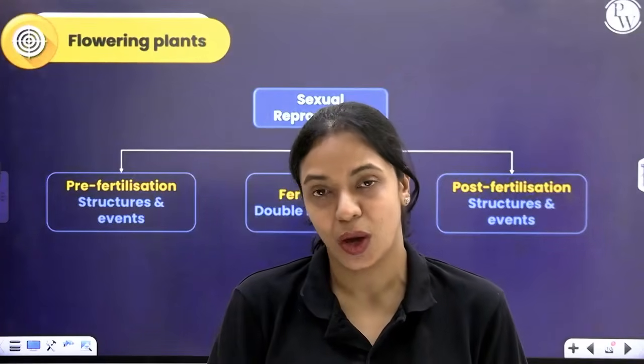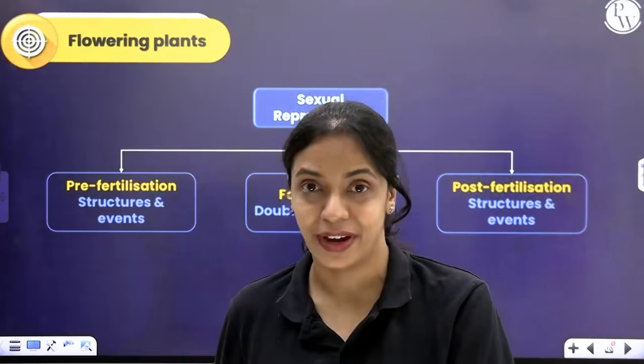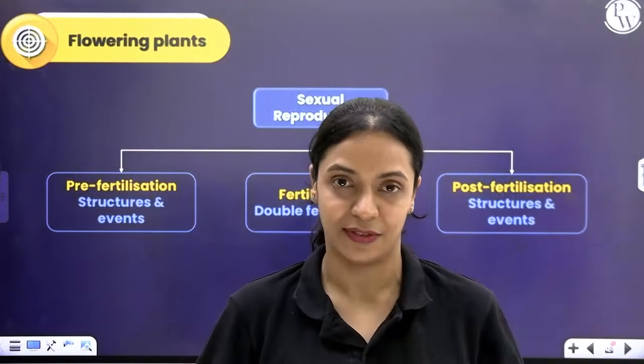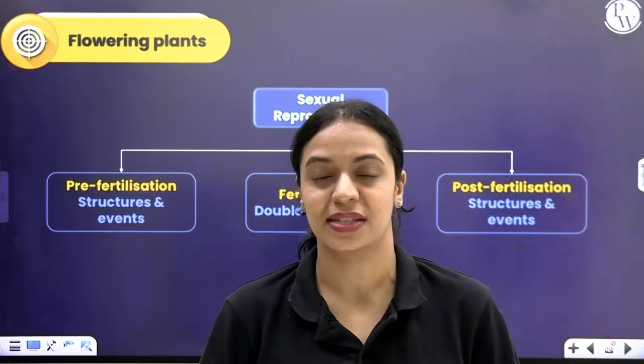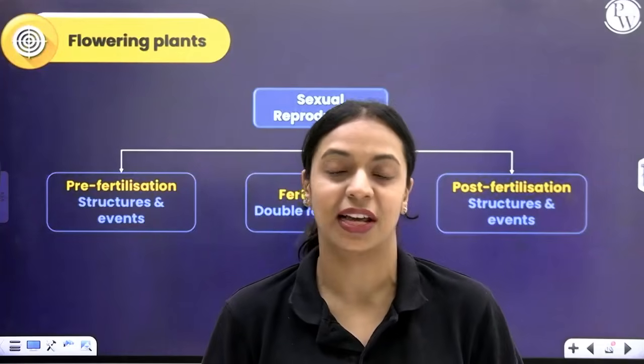For fertilization to happen, gametes have to form, right? So how do the gametes form? How does the gametophyte develop? All of that we learn in the pre-fertilization structures and events. After that, we learn about how exactly fertilization takes place in angiosperms. There is a characteristic type of fertilization called double fertilization that occurs.